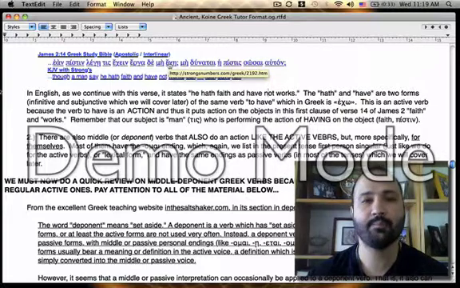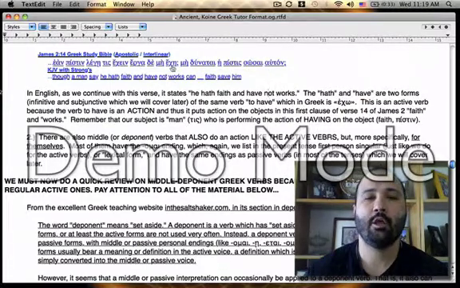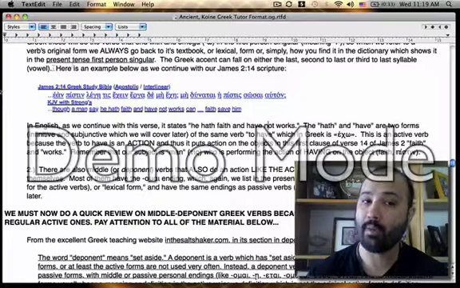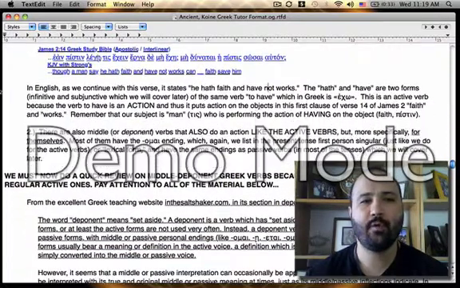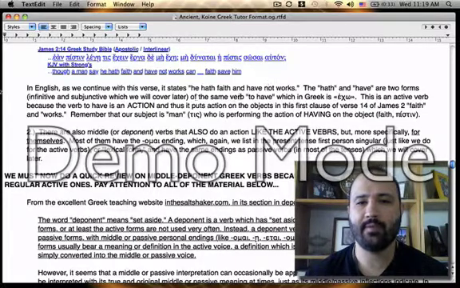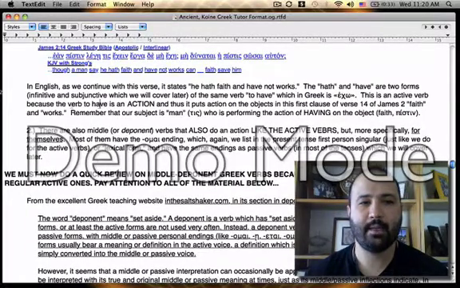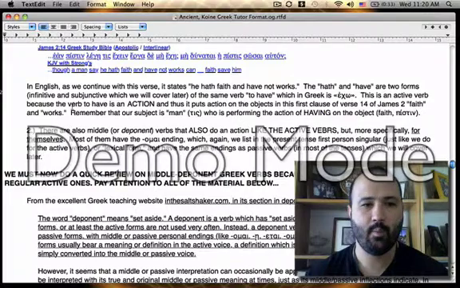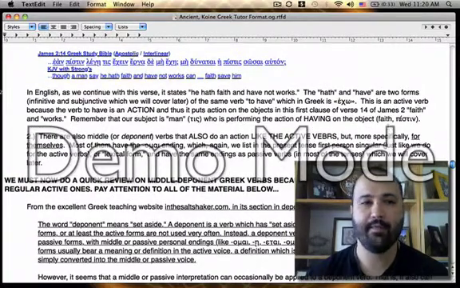It's the same verb. It comes from echo. You want to look this up? You're going to find it as echo. So look up have in your Greek dictionary. You're going to find it as echo, present tense, first person singular. These are just two forms of it: infinitive, which is here, and subjunctive, continual, which we'll cover later. So two forms of the same verb, to have, which in Greek is echo. This is an active verb because the verb to have is an action, and thus puts action on the objects in this first clause of James 2:14, faith and works. It's putting action on faith and works.